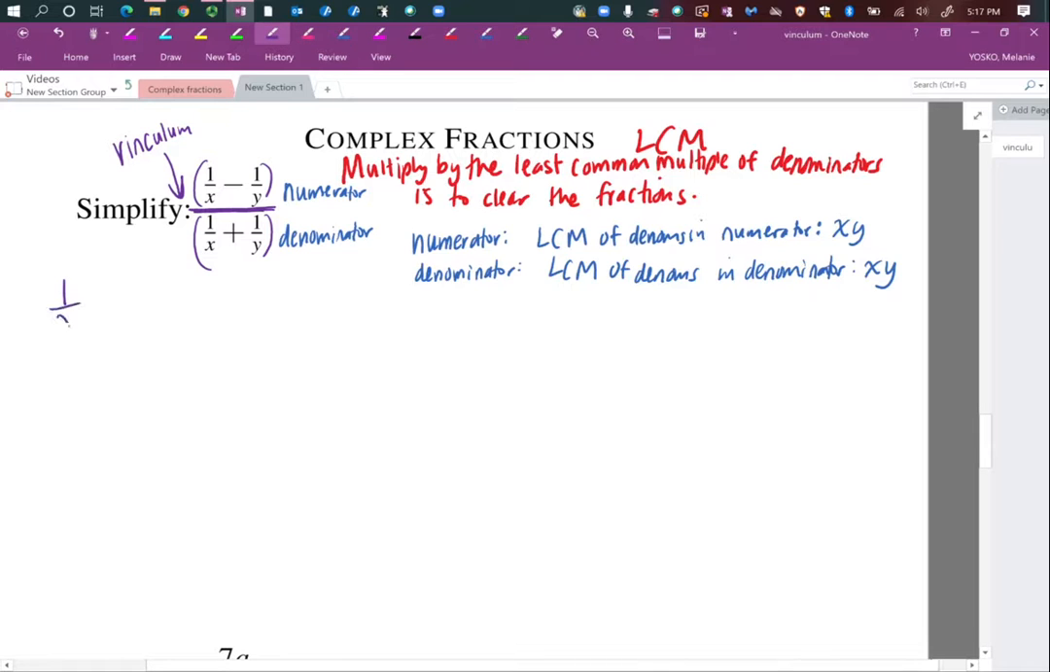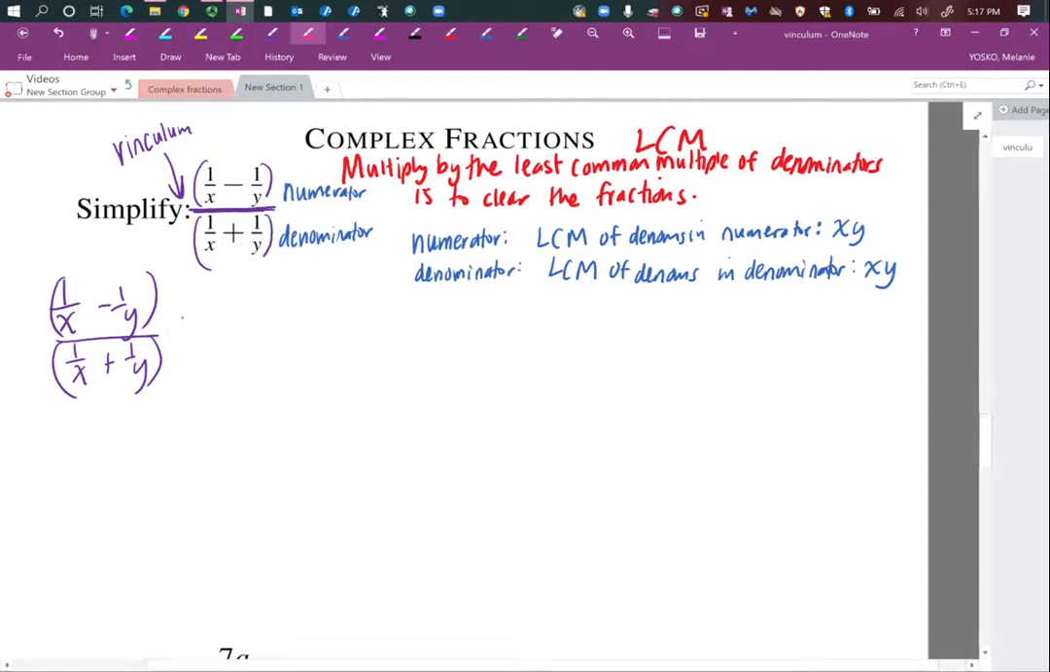We have an expression, 1 over x minus 1 over y, divided by 1 over x plus 1 over y, and we're going to multiply by the number 1. All that means is we are going to multiply by something over itself. Well, what is that something? We're going to multiply by the least common multiple we found over itself. We're going to do that to clear the fractions.